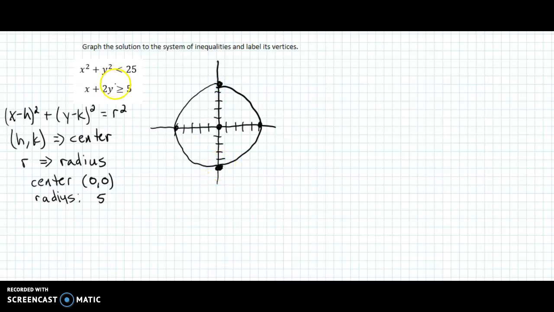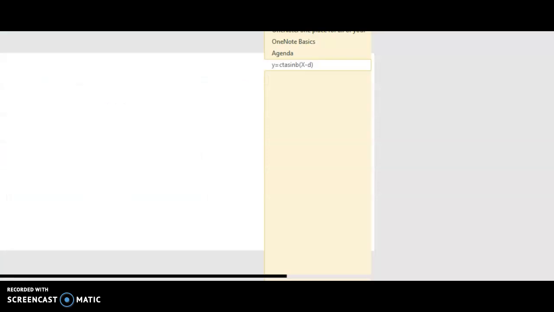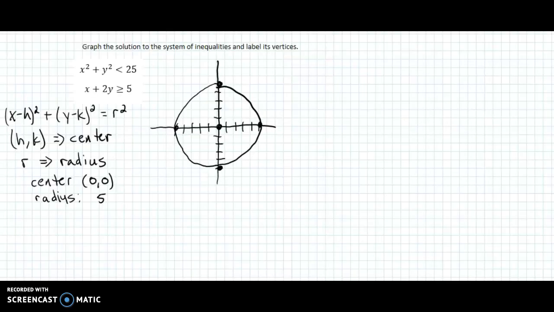Okay, and then this says x squared plus y squared is less than 25. So there's kind of two ways to decide where to shade, but let's actually go back. Before we draw our circle, we have to decide if it's a dashed or solid line. In this case, our line should be dashed because it is less than. So we'll draw our dashed circle.